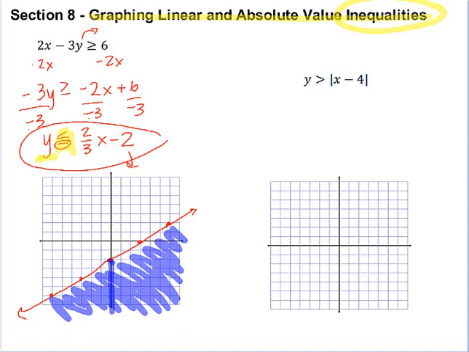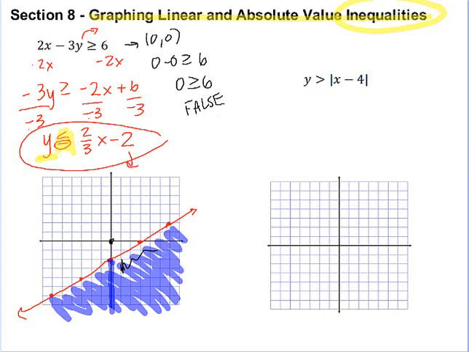Now in Algebra 1, what you did is you picked a point. Like here we could have picked the point 0, 0, and you plugged it in. So you get 0 minus 0 is greater than or equal to 6. So 0 is greater than or equal to 6. You say, oh, that's false, which means we shade on the opposite side from that point. That also works, but I do want you to get good at visualizing.